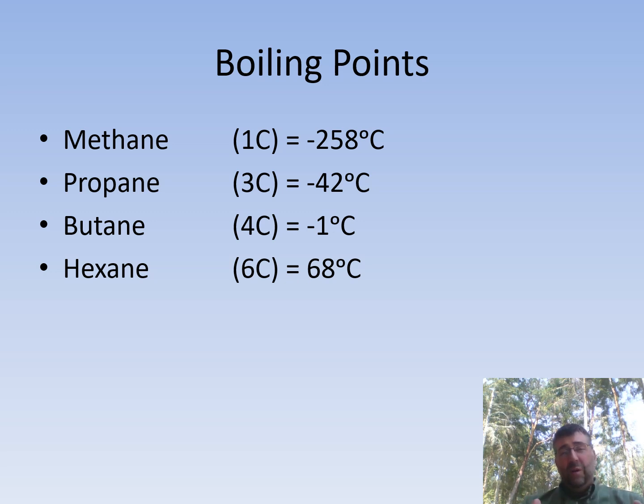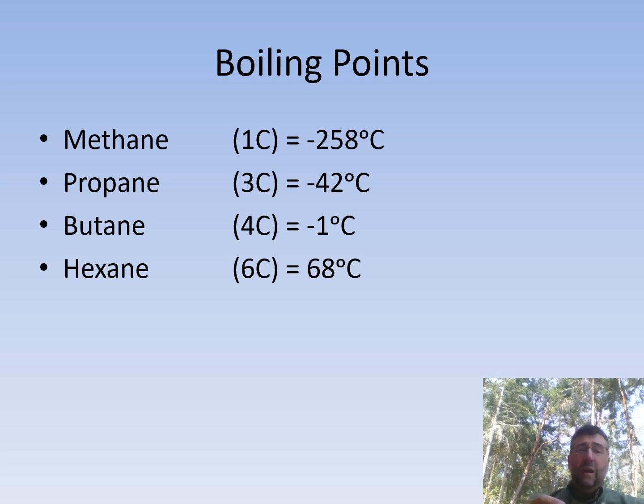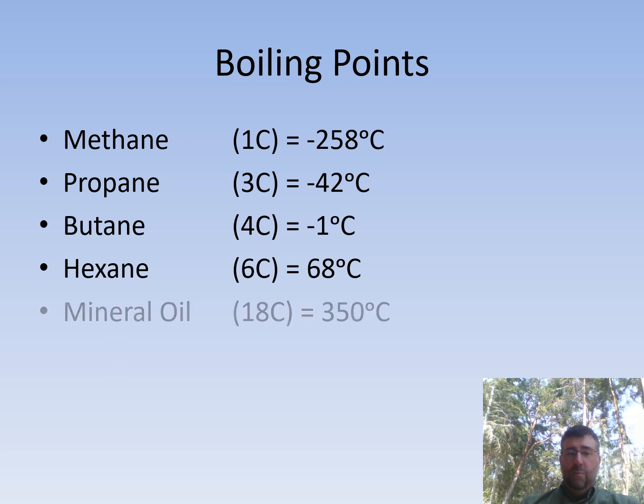Hexane has 6 carbons, and its boiling point is 68 degrees Celsius. It's a liquid at room temperature. If you're wondering what room temperature is in Celsius, it's about 20 to 25 Celsius, so this is well above that. So hexane is a liquid at room temperature. Mineral oil, which has 18 carbons, has a boiling point of 350 degrees Celsius. So that is clearly up there. You're going to have to basically light it on fire to get those kinds of temperatures. And so mineral oil is, as you are aware, a liquid at room temperature.